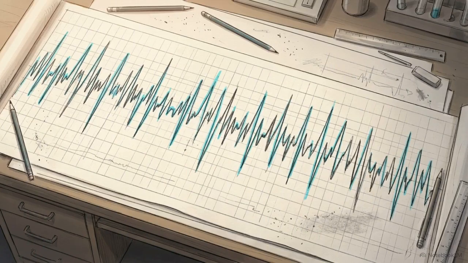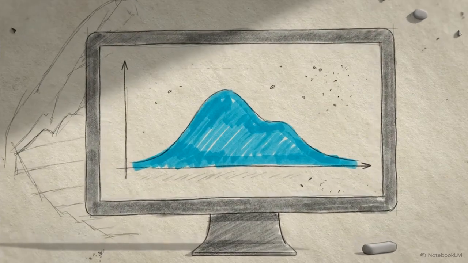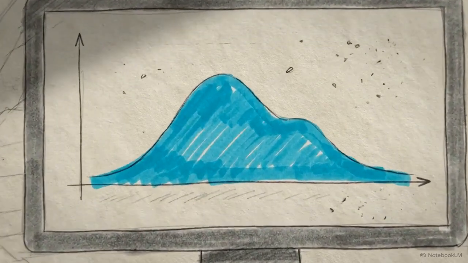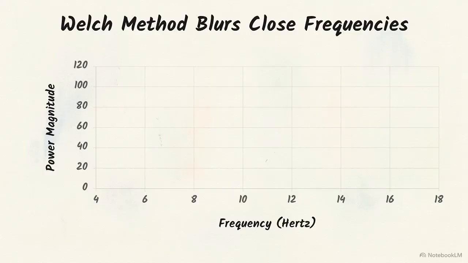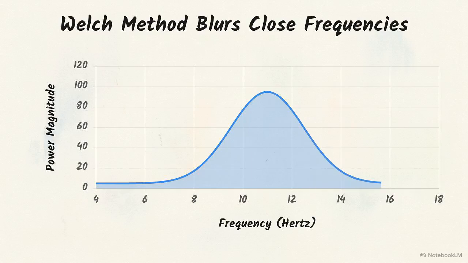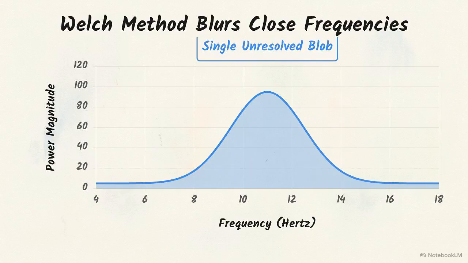The FFT requires a long sequence of data to resolve frequencies that are close together. Without enough samples, the transform suffers from spectral leakage, where the power of one frequency bleeds into the next. Imagine a signal with two tightly packed frequencies, 10 Hz and 12 Hz, hidden inside a layer of random noise. On a short dataset, the standard Welch method produces this, a single indistinguishable blue blob. The math cannot separate the 10 Hz peak from the 12 Hz peak.